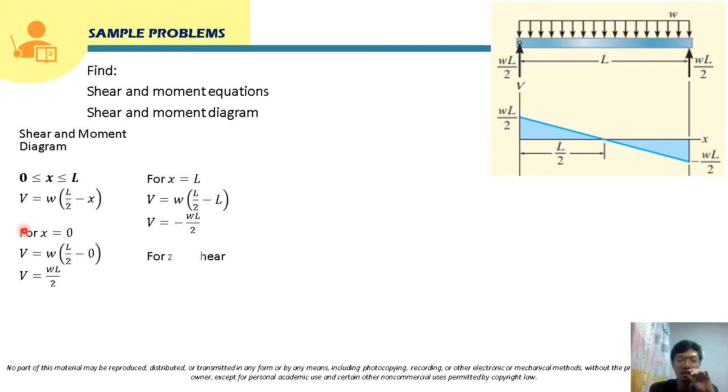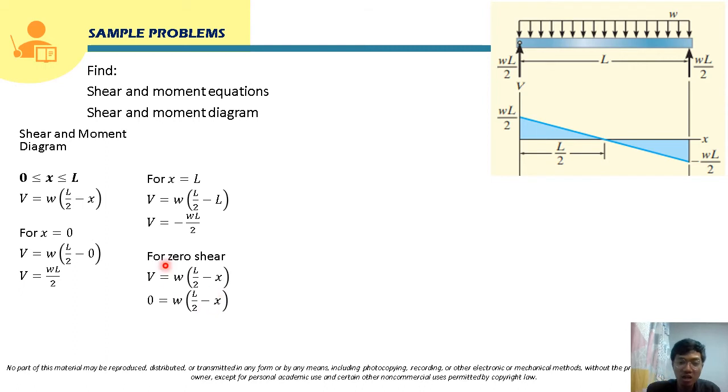So substituting that, class, 0 for the shear force here. So this will be 0 is equal to W times (L over 2 minus x). And solving for x here, class, we can divide both sides by W first, so that this W will be cancelled. 0 over W will just be 0. So this will now become x.